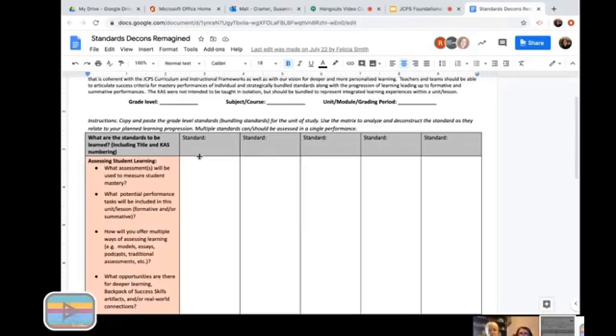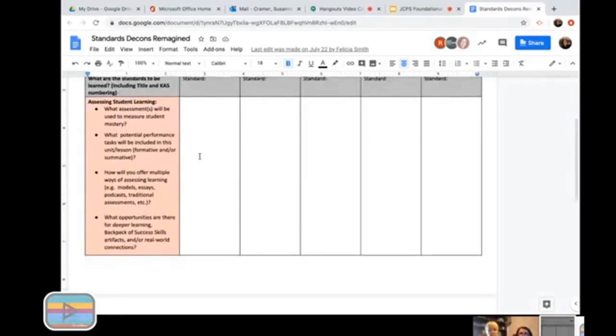And so along the left-hand side, again, we're trying to prioritize the elements of quality design through this document. We're beginning with the end in mind. We're beginning with those performance assessments. What are those essential understandings, the ways in which those standards come together in performance in multiple assessment genres to really show student learning? And so you'll see those questions there along the side.